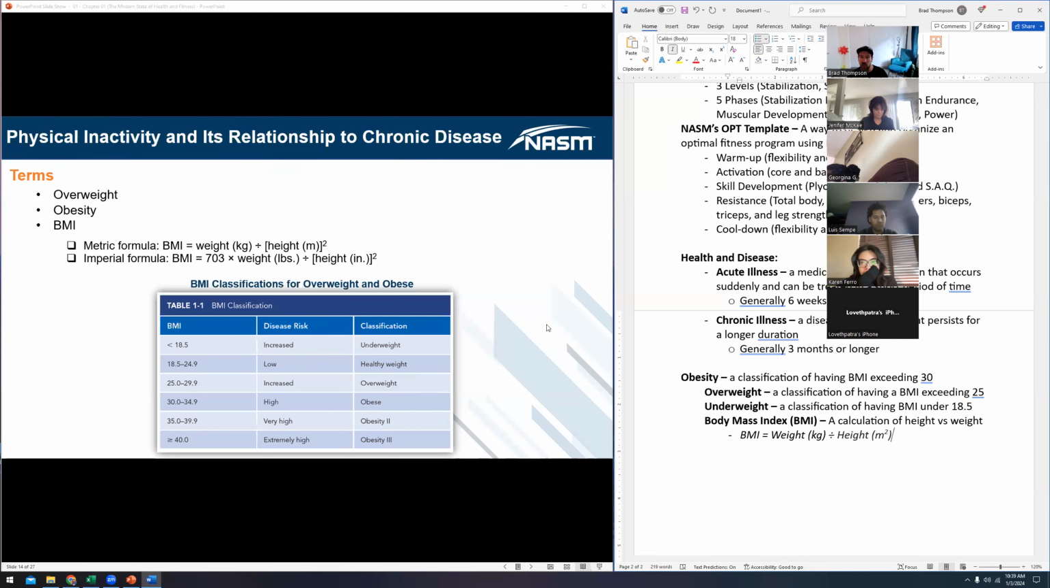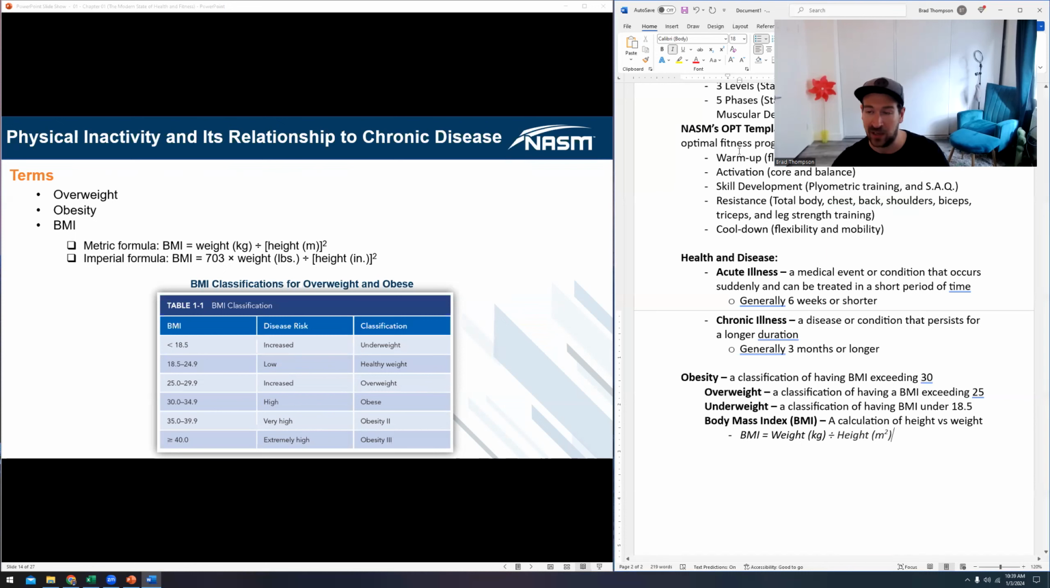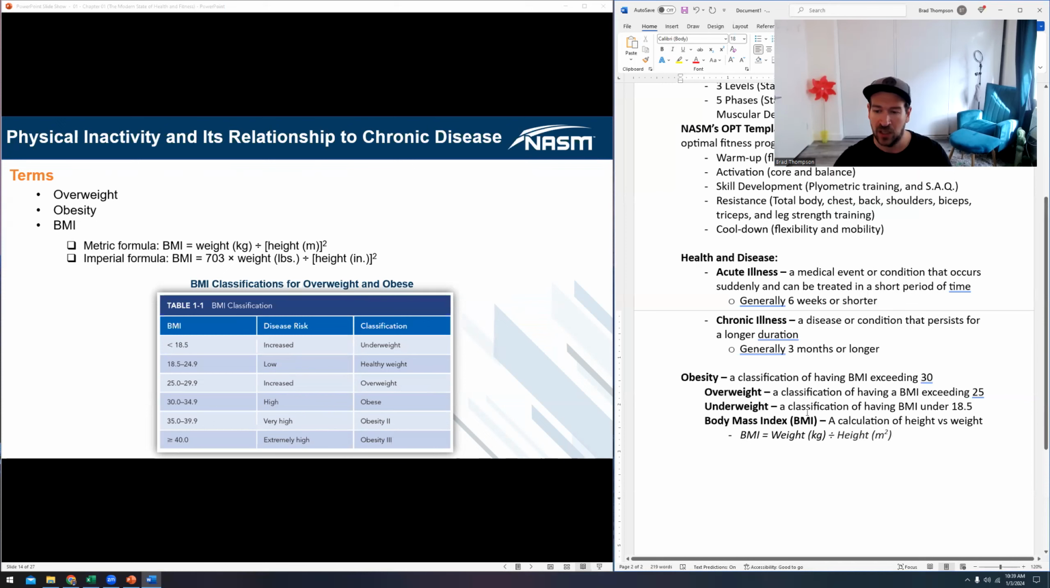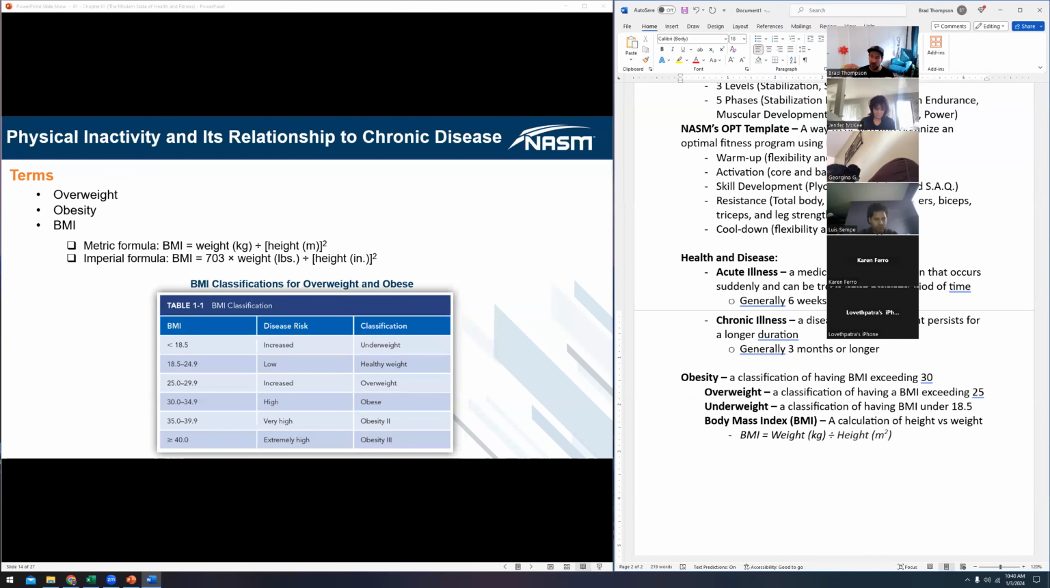Now, you will see in my chart over here, we have obesity class 2 and class 3. Those numbers actually don't matter. They will not test you on those. But here's my advice, guys. If you remember these three things, you don't necessarily have to memorize these numbers directly. As long as you remember that underweight is 18.5 and below, overweight is anything above 25, and obesity is anything above 30, you will be able to figure out those ranges from that information alone, right?